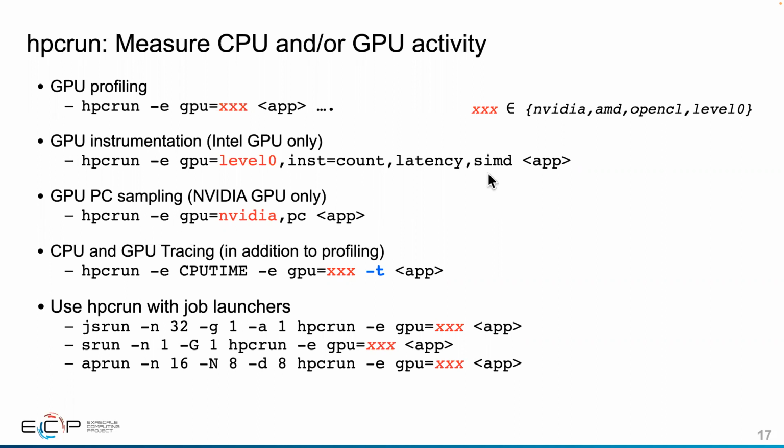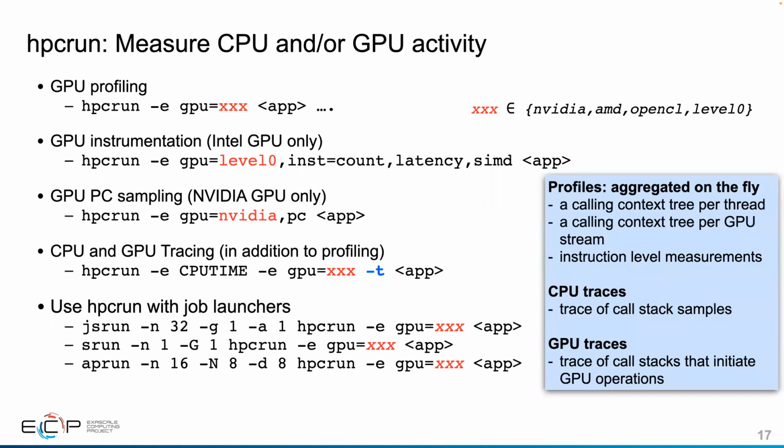So HPC run can be used with job launchers as well. And so if you're launching an MPI job, you can launch it with jsrun or srun or aprun. And so the rule is wherever you put your application, then you put HPC run with its arguments right in front of your application. And so instead of launching your application, you launch HPC run, which launches your application. And that's the way to use it.